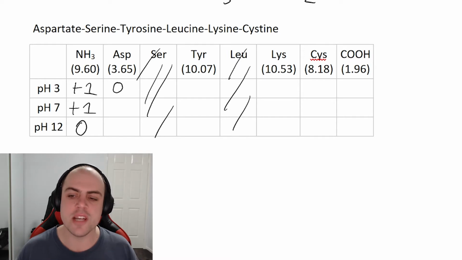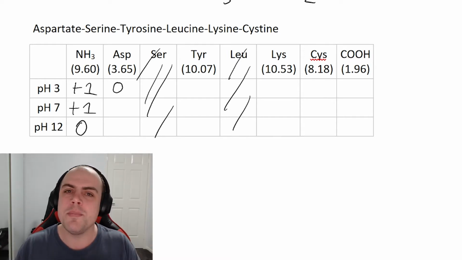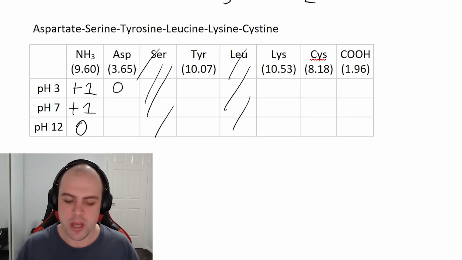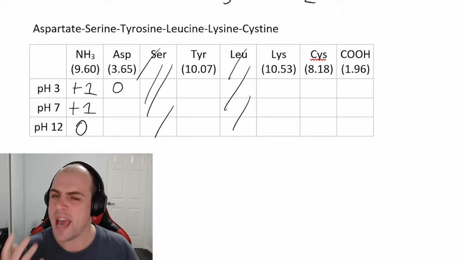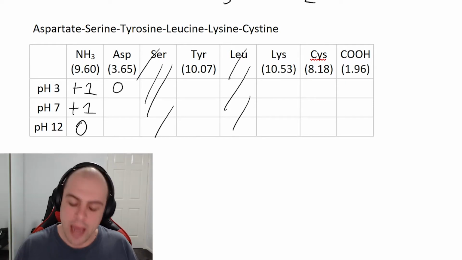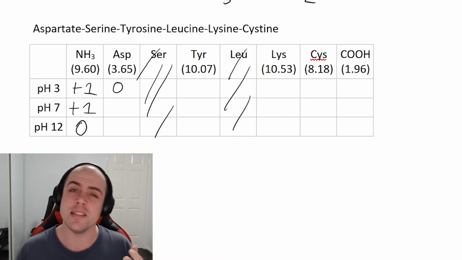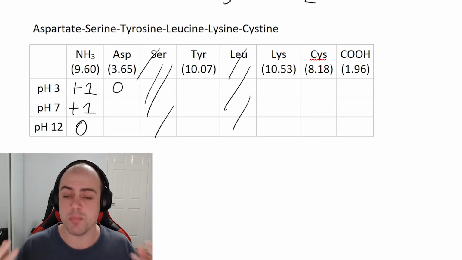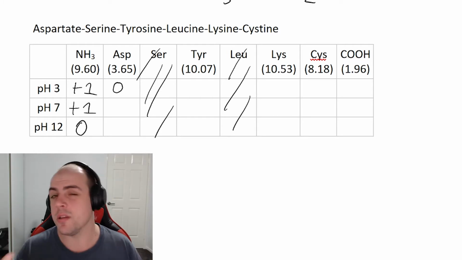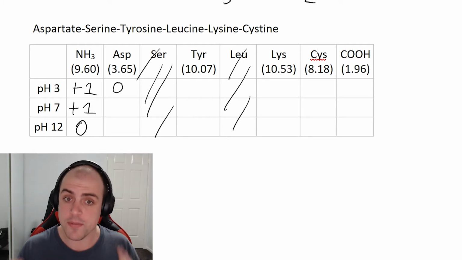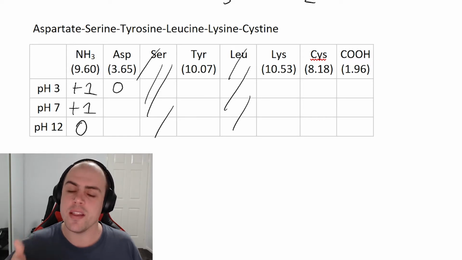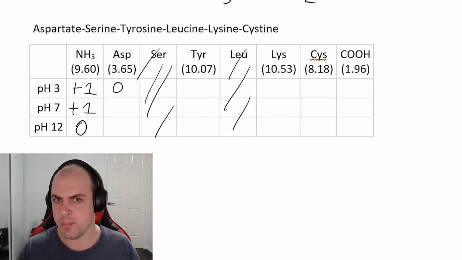However, given that we're just introducing the topic at the moment, we're just dipping our feet into the water, as it were, it is okay for us to work in absolutes. So how we're going to be moving through this is, if the pH is lower, I want you to assume it's protonated. If it is equal to the pKa, I want you to assume it's 50-50. And if the pH is higher than the pKa, I want you to assume it's been deprotonated.